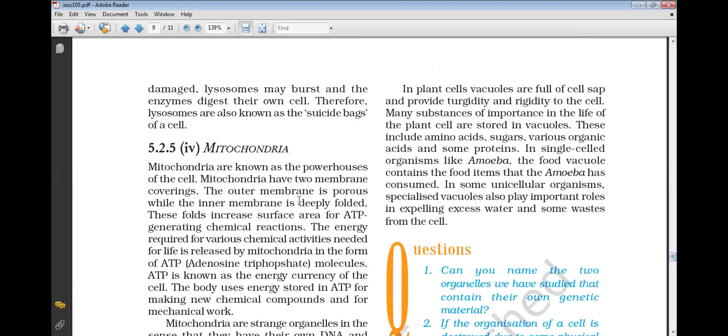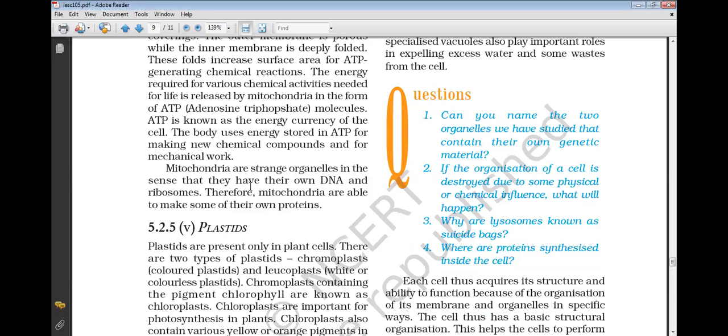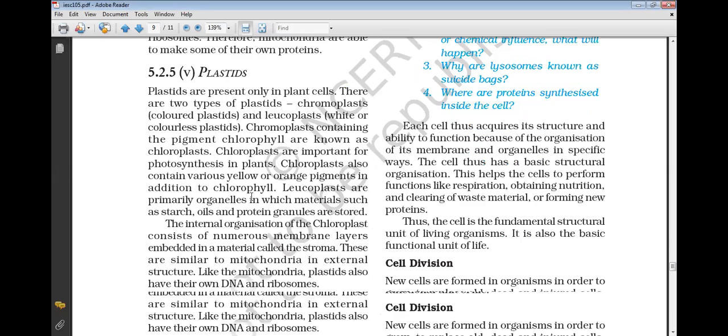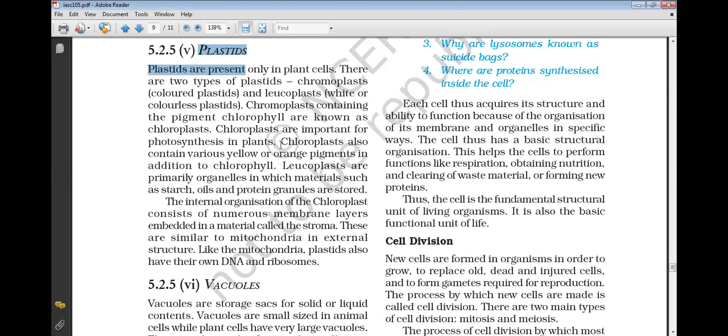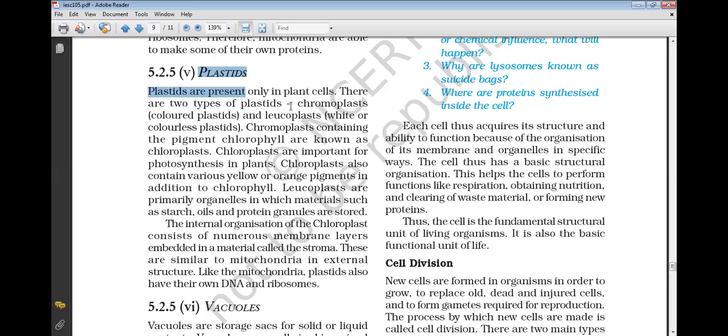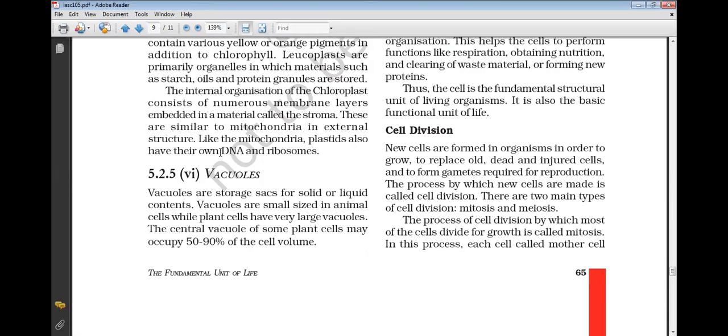Then mitochondria, the powerhouse of the cell. It produces energy for the cell. Mitochondria has its own DNA and ribosomes, so they also produce their own proteins. Then we studied plastids. There are two types: chromoplastids and leucoplasts. The chlorophyll-containing ones are called chloroplasts, and they are present only in plant cells.